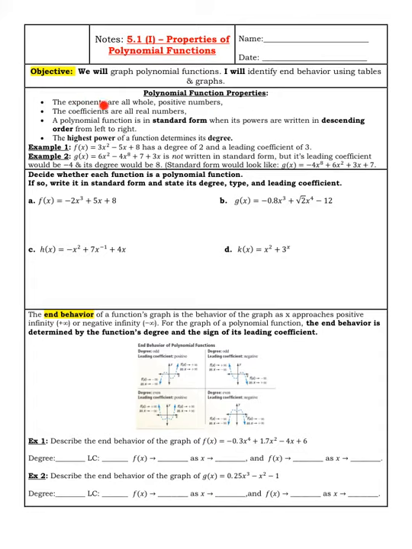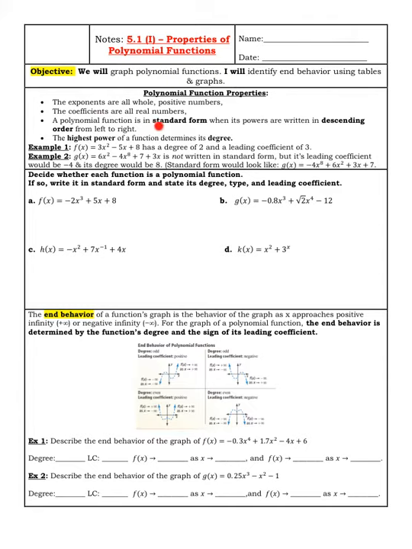It means the exponents are all whole positive numbers, so no negative exponents, no fractions as exponents, no letters inside your exponent, like don't raise anything to the power of x, something like that. Coefficients are all real numbers, so no imaginary numbers, nothing with i in it, nothing with the square root of a negative number or anything like that.